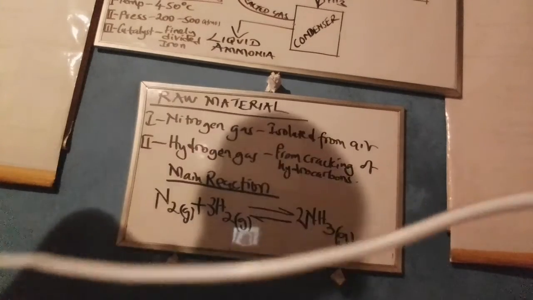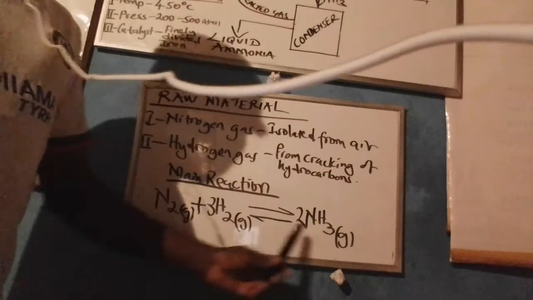Now, to be able to synthesize nitrogen and hydrogen, there are three principal conditions. Namely, our temperature needs to be within the range of 400 to 500 degrees Celsius. Pressure needs to be between 200 to 500 atmospheres. And there should be a catalyst because the reaction is slow, and the catalyst is finely divided iron. Now, the reaction between nitrogen and hydrogen forms ammonia gas. However, the reaction is reversible.